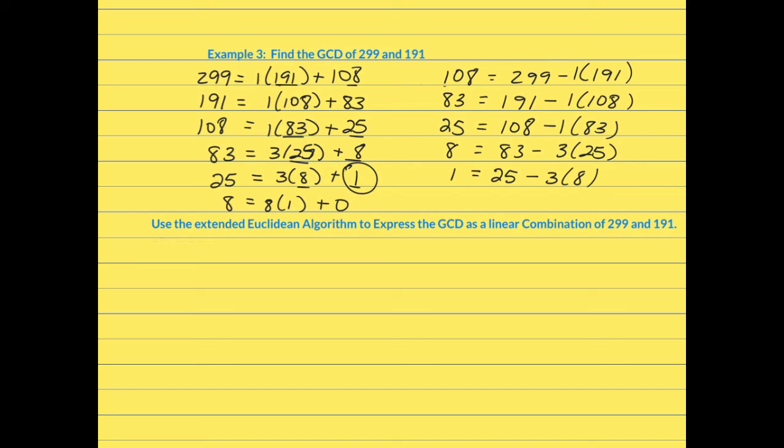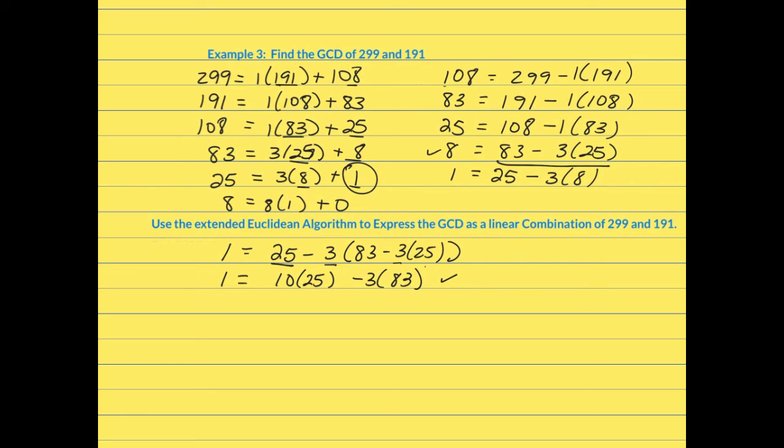Okay, so now we're going to start with the last equation. 1 equals 25 minus 3 times 8. We're replacing the 8 with this: 83 minus 3 times 25. Now we're going to combine like terms. So we get 25 minus 3 times minus 3 times 25. So negative 3 times negative 3 is positive 9. So we got 1 plus 9 more, 10 times 25 minus 3 times 83. And again, check the math on your calculator. Make sure that works out to be 1.